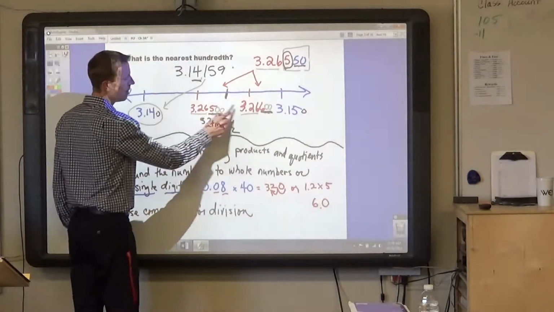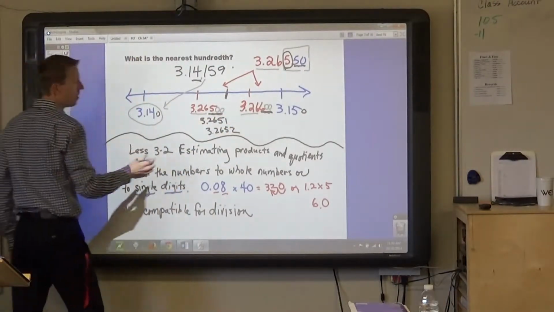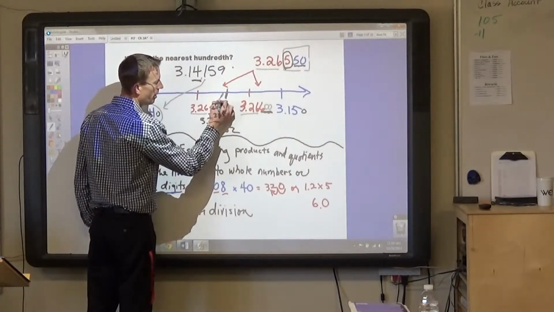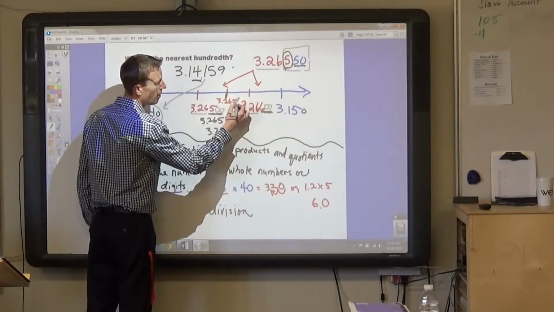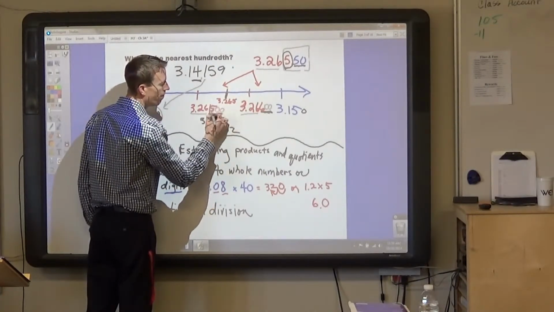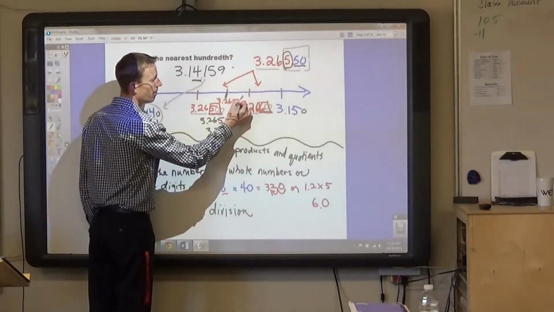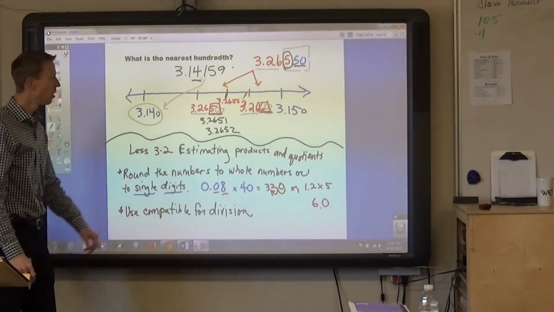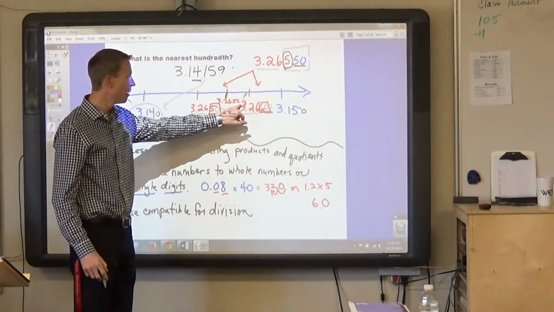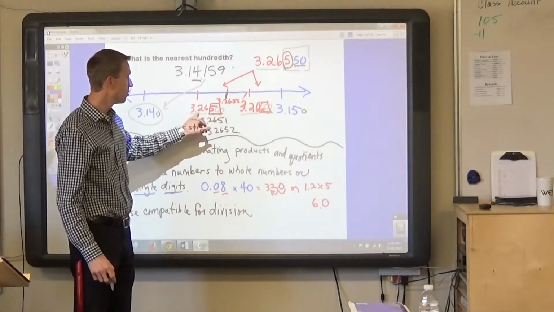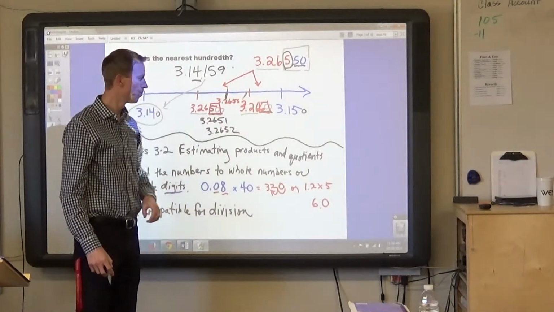What would go exactly between these two numbers? Well, 3.265, and if this was 50 or 50, between 50 and 60 is 55. So 3.2655 is between 3.265 and 3.266. You see how that works?